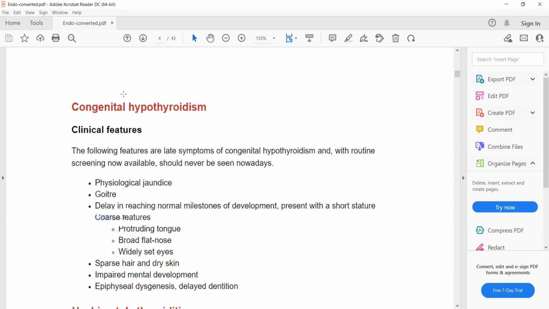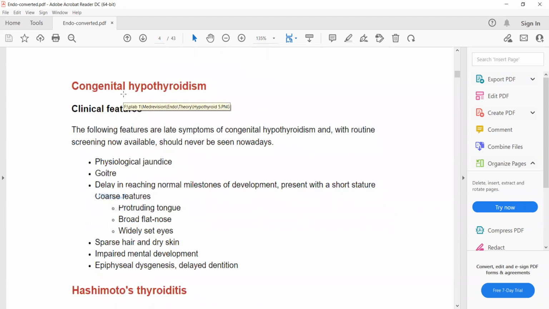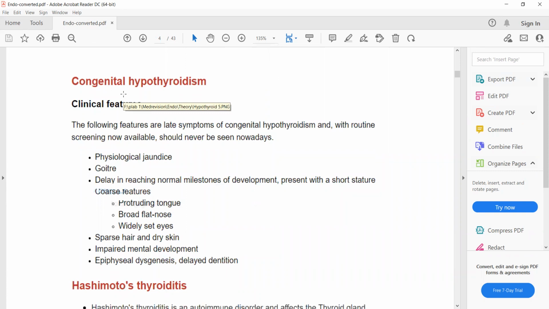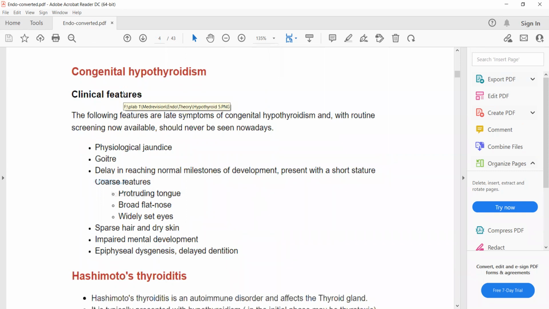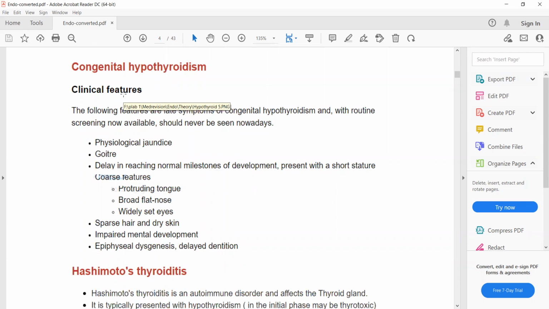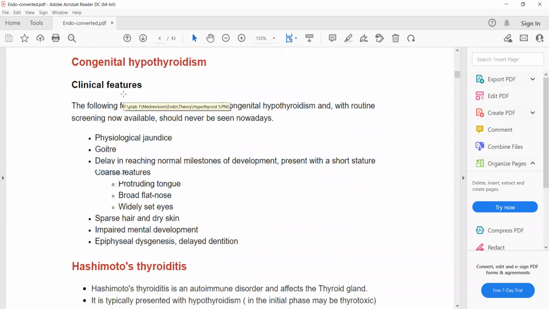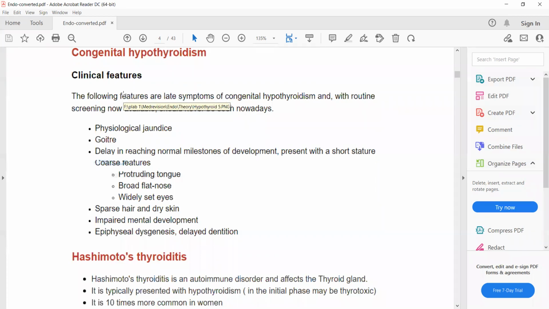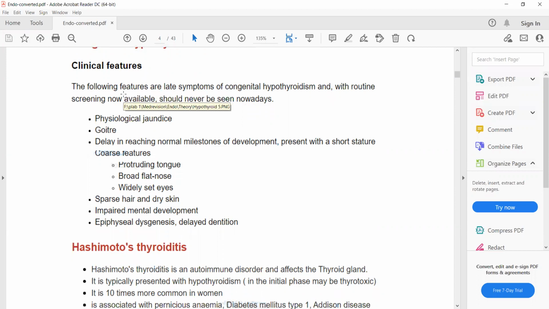Congenital hypothyroidism, what are the features of congenital hypothyroidism? Hypothyroidism that is present at birth is called congenital hypothyroidism. Congenital hypothyroidism will cause jaundice, or the baby will have goiter. Congenital hypothyroidism can also cause delay in babies reaching their normal milestones of development, with a short stature and coarse features.